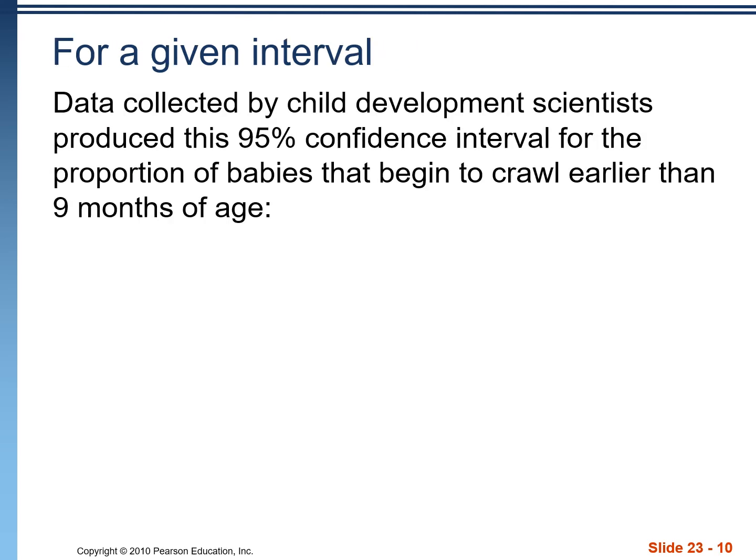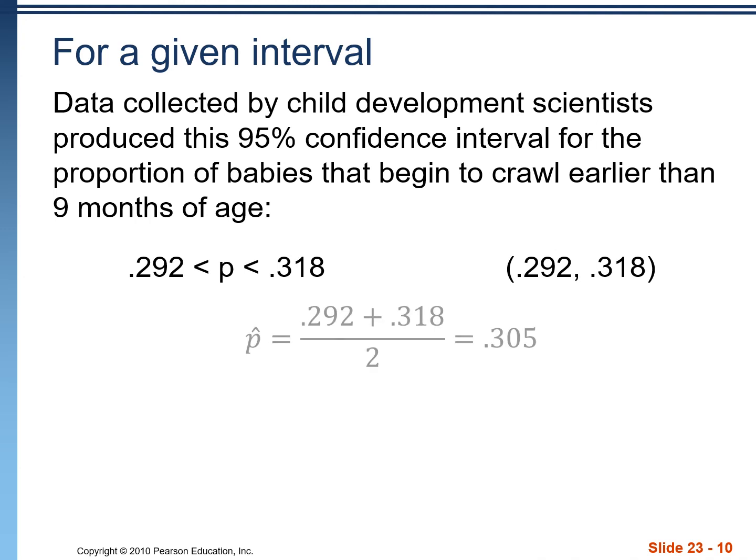And last sample size problem, sometimes it'll give you an interval, and we can find the sample size from that interval. Here it's giving us a 95% confidence interval for the proportion of babies that begin to crawl earlier than 9 months of age. We get this interval, 0.292 to 0.318. Now, we can find the actual sample statistic, the point estimate, from this interval, and it's just the midpoint of these two boundaries. So take this, add it together, cut it in half. 0.305 is exactly in between those two. So that's what the sample showed in however many babies or families they surveyed.